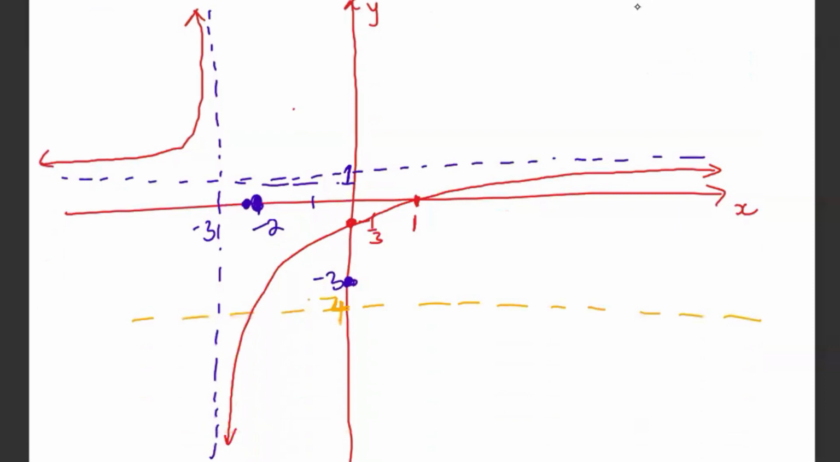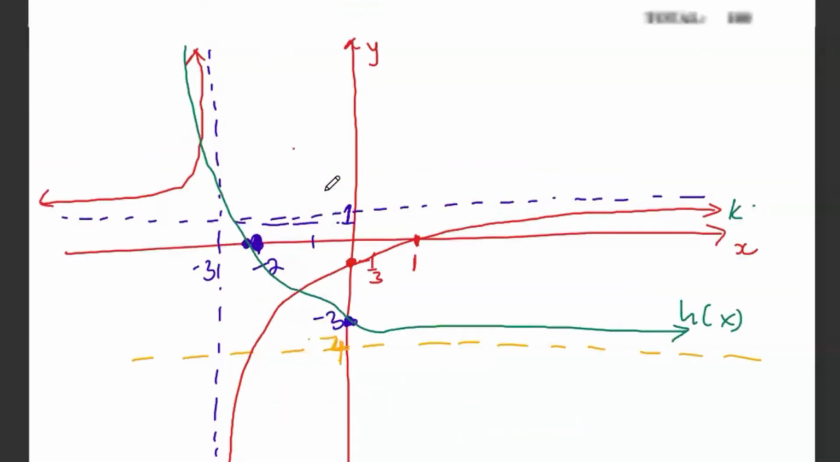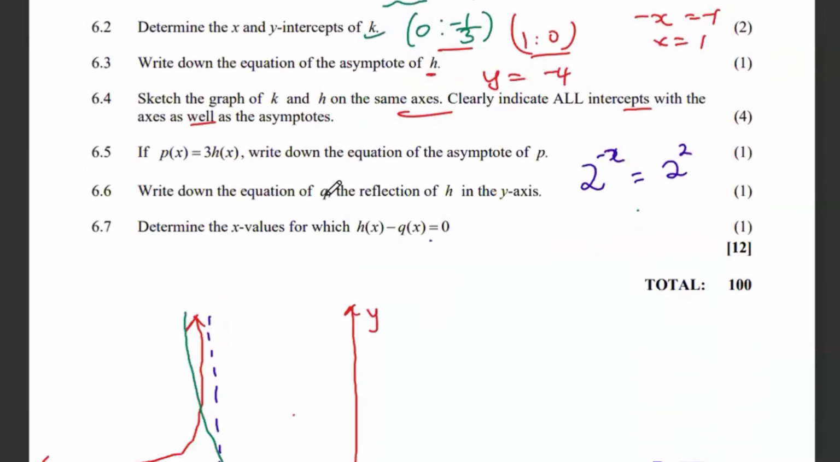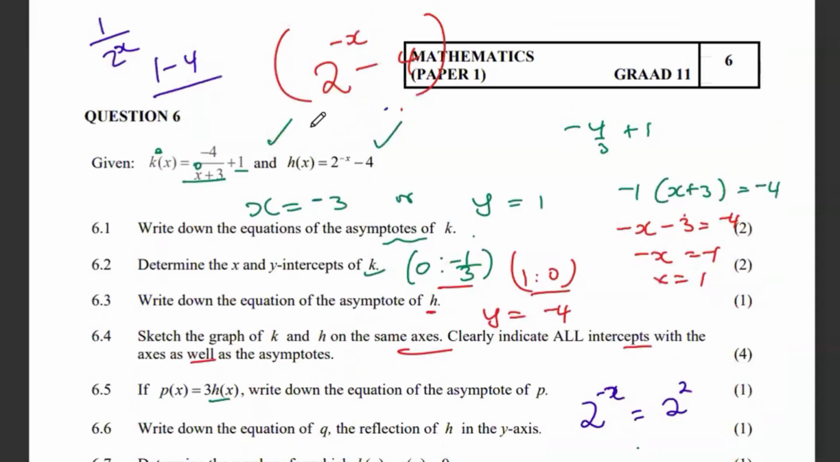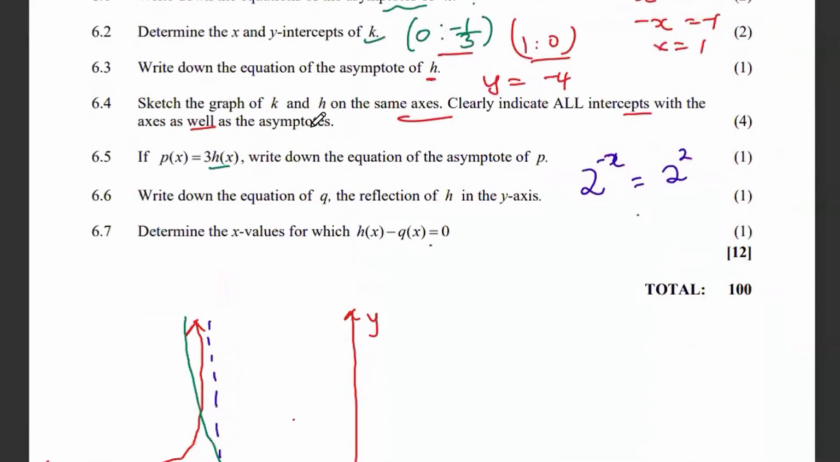So our graph is going to be something like this. This is h of x. And this was k. All right, then having drawn that, they're telling us that if p of x is 3 times h of x, so we are increasing it. Write down the equation of the asymptote of p.